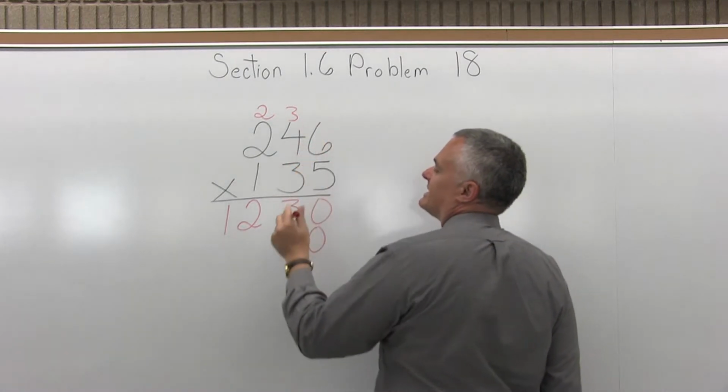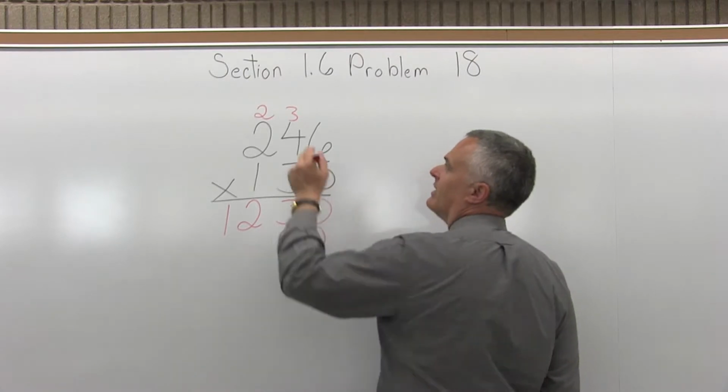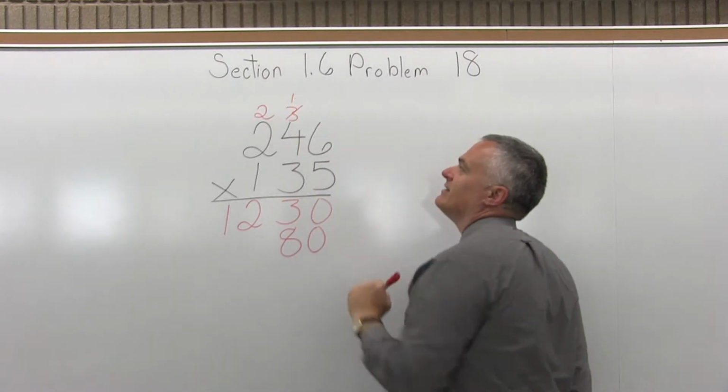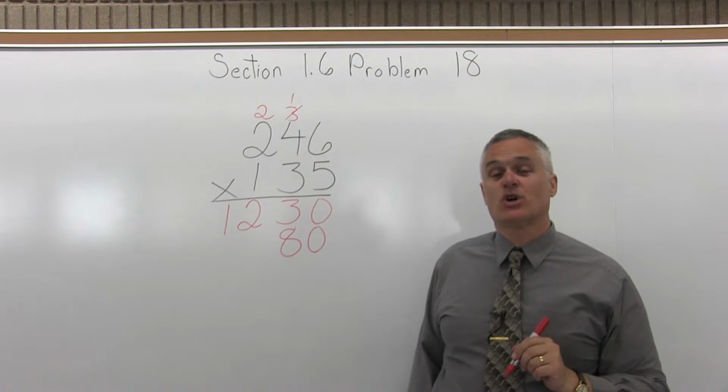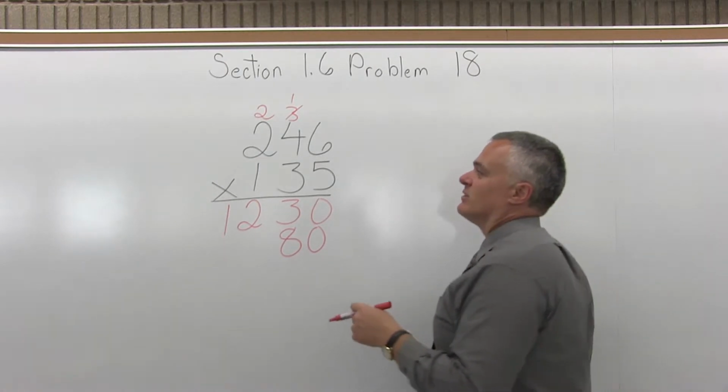3 times 6 is 18. So I put the 8 from the 18 in the column where I'm working, carry the 1 from the 18 to the top of the next column. So I'll cross off the number that I carried previously and replace it with a 1.